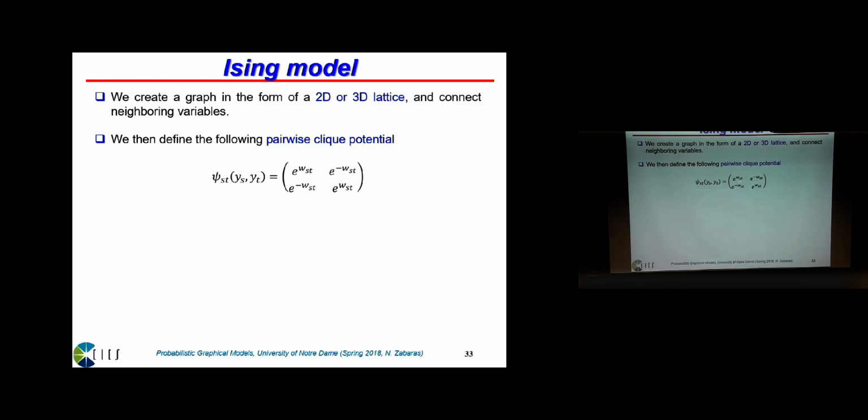Remember, this is the configuration where both are plus 1, this is both are minus 1, this is plus minus 1, plus minus 1. So which configurations will give you the lowest energy and the highest probability? If the energy is minus w. Remember, low means minus 100 is lower than minus 50, or 0, or 10. So which configurations are going to be favored in that case?